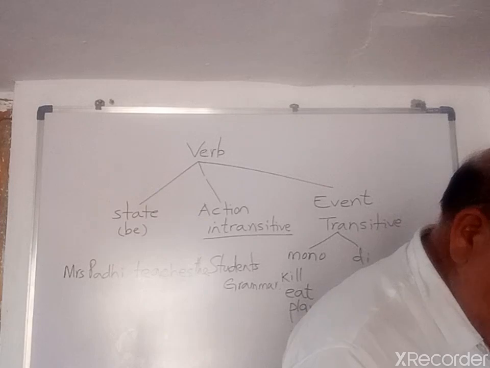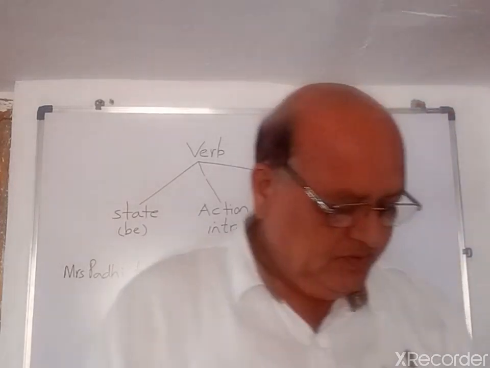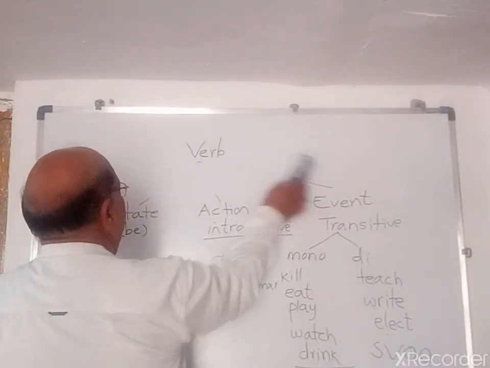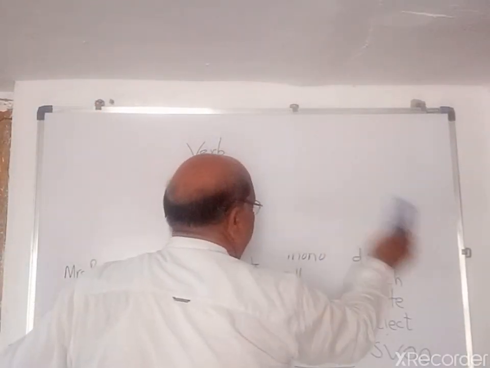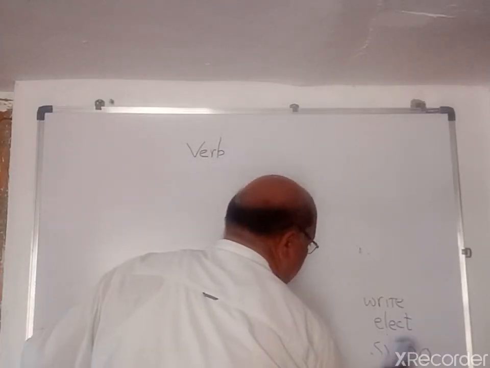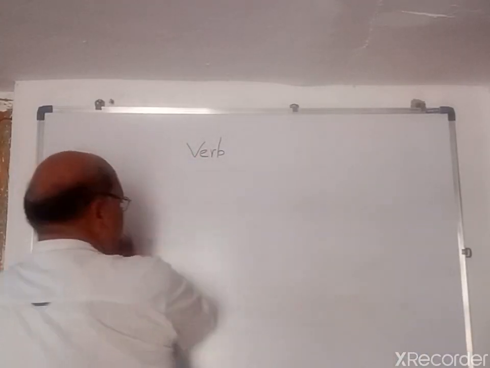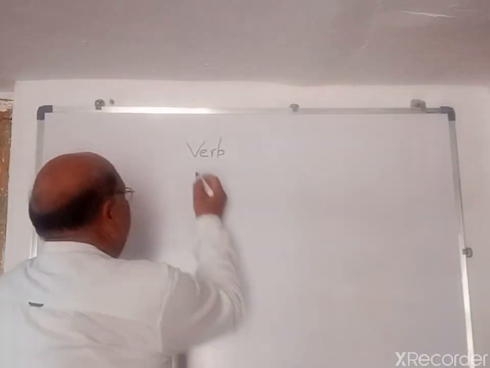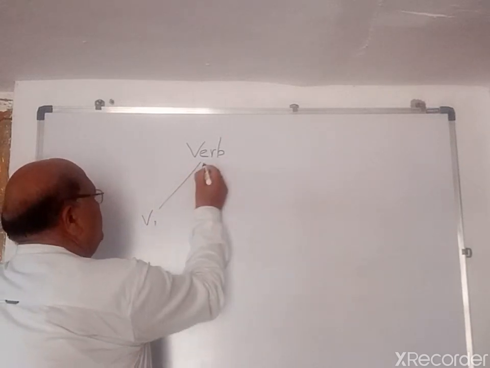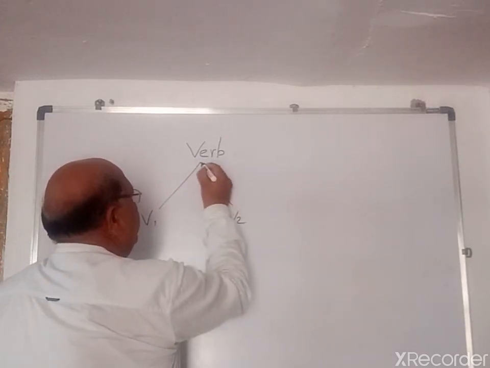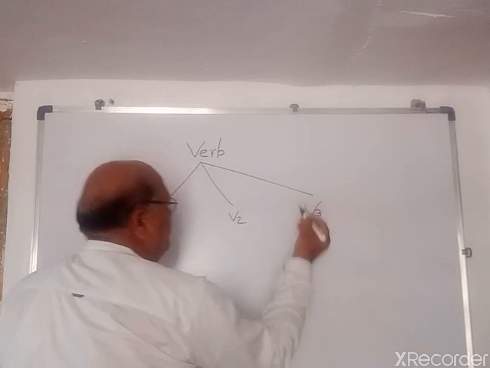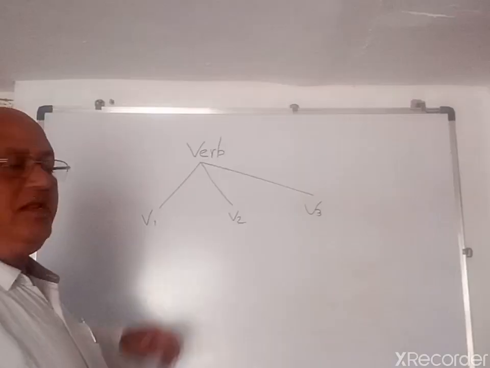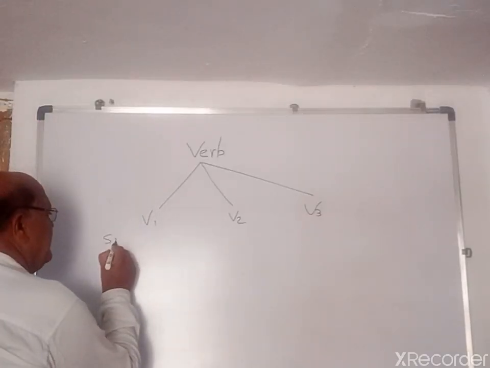Now let us look at the forms of the verb. When we talk about the form, there are three forms. They are V1, V2 and V3. Verb 1, verb 2 and verb 3. Verb 1 is simple present.